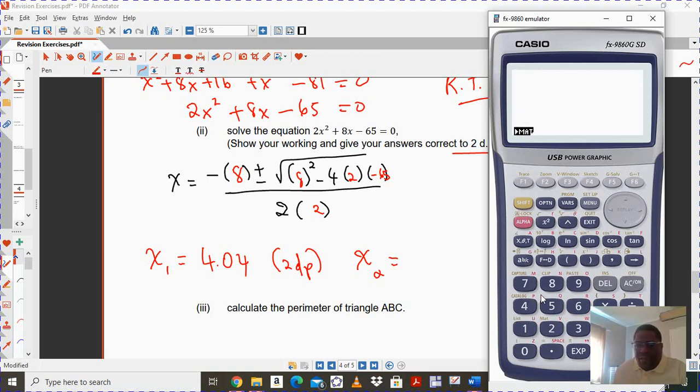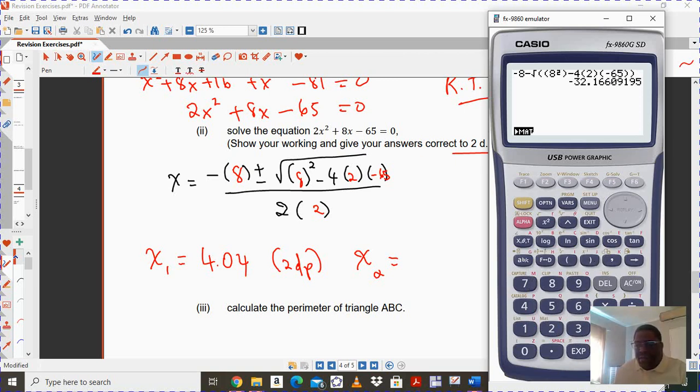I'm going to have negative 8. Now I have a minus square root of. If I put square root, I need to put brackets there again. So I've got 8 squared. I close that. But you see the first bracket here, I'm going to close it towards the end because I'm saying let everything be under the square root. Minus 4 times the value of A, which happens to be 2, close, times the value of C, which happens to be negative 65. I close, then I close it again.